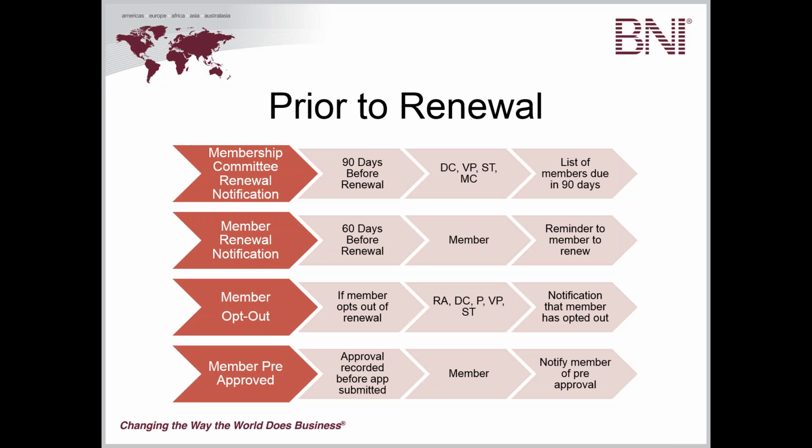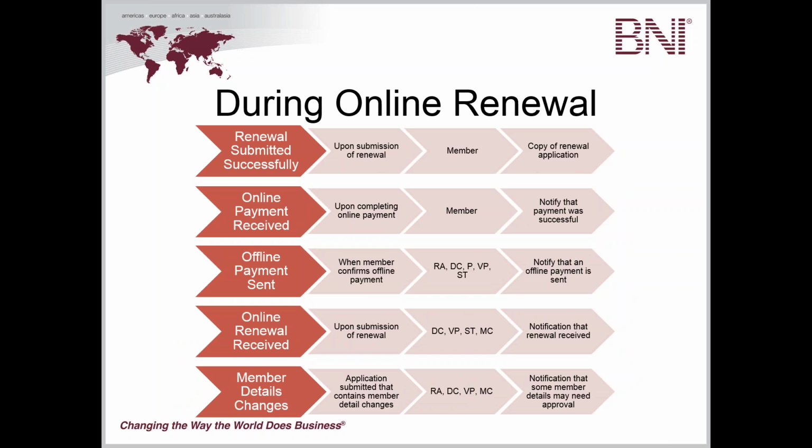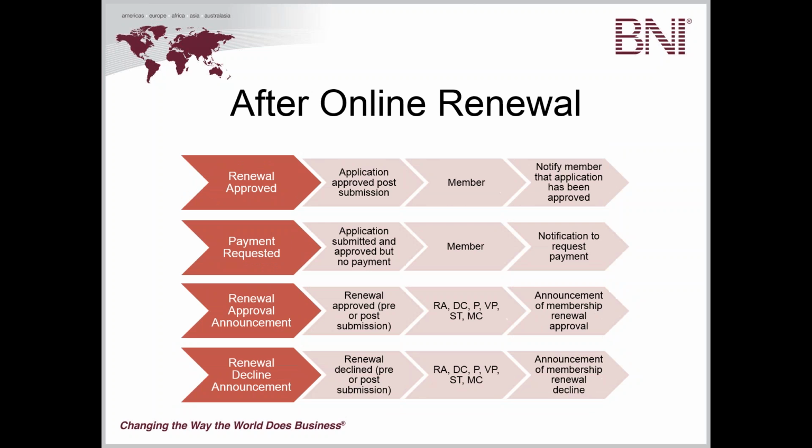There's also the pre-approval email, and then during the online renewal, there's a number of different emails that get sent to the member when they've paid and when the renewal's been submitted and when a payment has been received and when the member changes any details. After the online renewal, there is also the approved, the payment requested if they hadn't done the payment yet, and finally the announcements for either the approval or the decline.